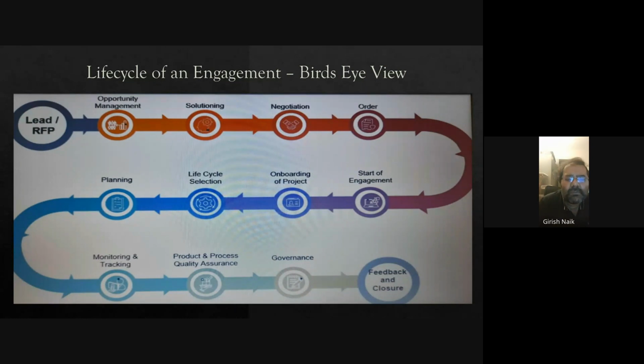Then the last one. When you are closing the project, you also take the customer satisfaction feedback from the customer so that you implement the required actions. Is there any concern from the customer? You will fix it in the upcoming project. So you make sure the customer is happy and the business continues, right? That's what is expected in the feedback and closure.